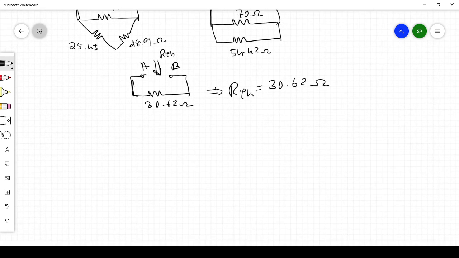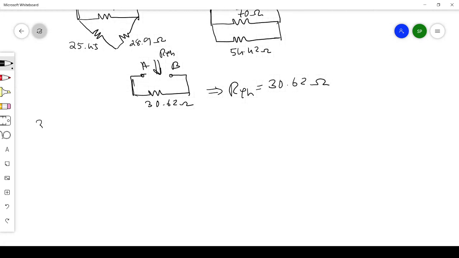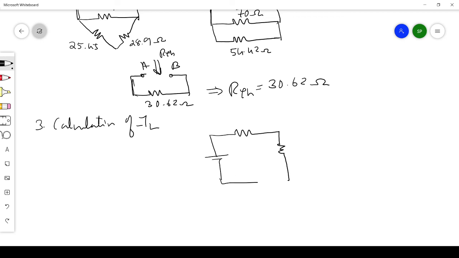Now step 3 is the calculation of IL. For that we need to draw the Thevenin equivalent circuit, that is a voltage source in series with a resistance. This voltage source is the Thevenin equivalent voltage and the resistance is the Thevenin equivalent resistance, and this is our load resistance. Here we got RTH as 30.62, RL equal to 10 ohm, we already know, and VTH we already found, it is 15.45 volt. This is IL.